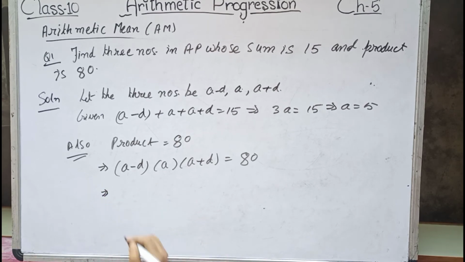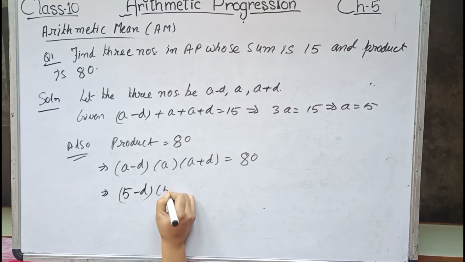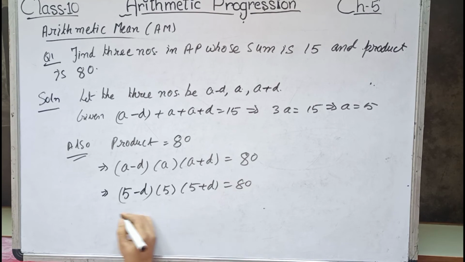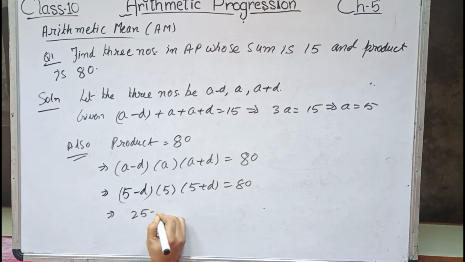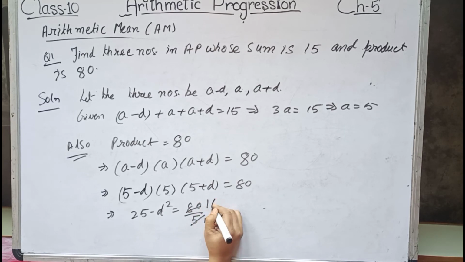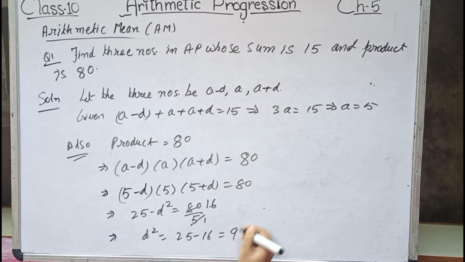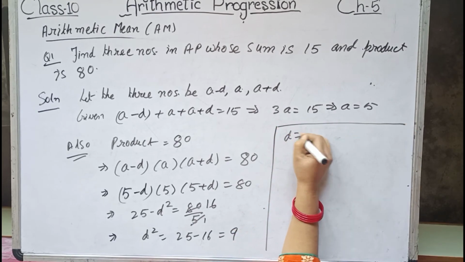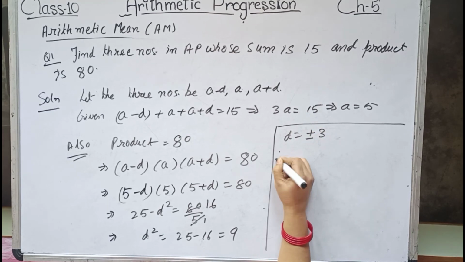Now A we have got as 5. So I can write over here (5 minus D)(5)(5 plus D) equals 80. This implies 25 minus D square equals 80 by 5, that is 16. This implies D square equals 25 minus 16 equals 9. Therefore D equals plus minus 3.